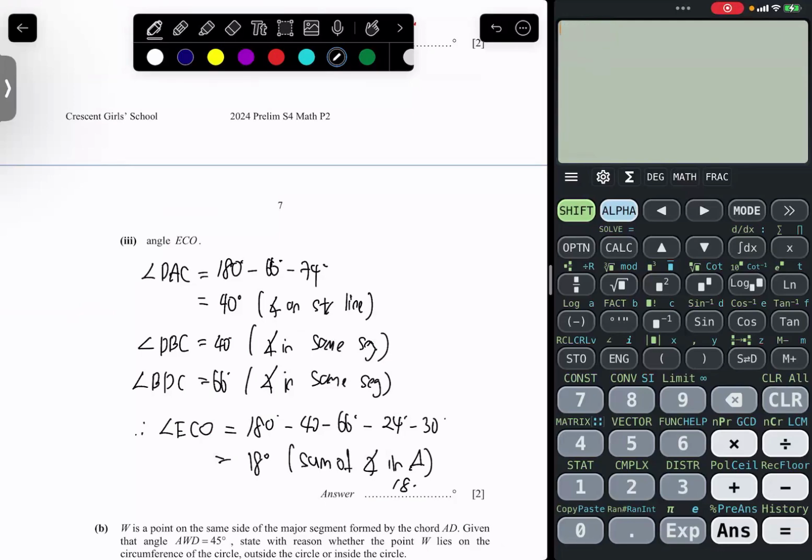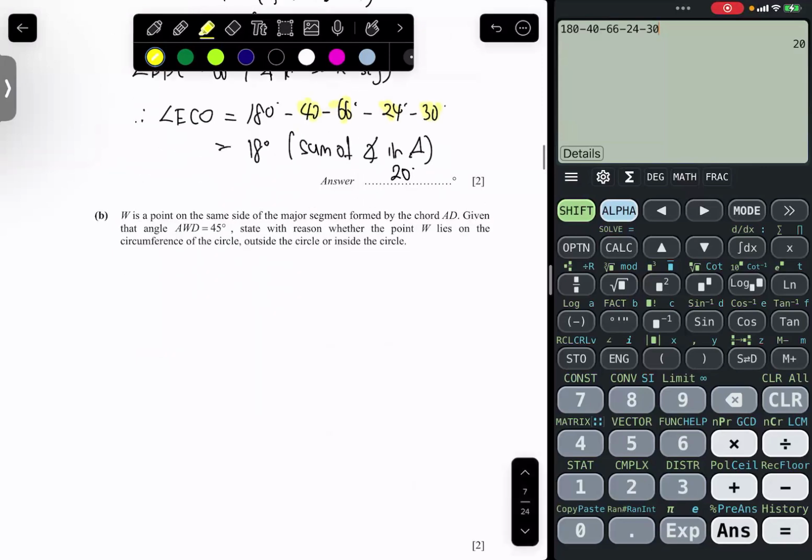Okay, wait. Let me try. 180 minus 40 minus 66 minus 24 minus 30. The answer is 20. Why did I get 18? Maybe I keyed the calculator wrongly. How did I know? Because when I look back at the working, I realized that all these are sums of tens. 66 and 24 add up to a tens number, then 30 and 40. I shouldn't get 18 as an answer. So probably I keyed the calculator wrongly just now. But the method is correct.